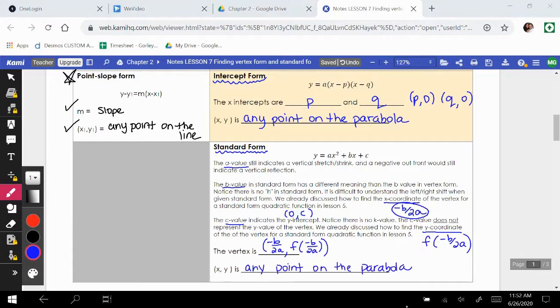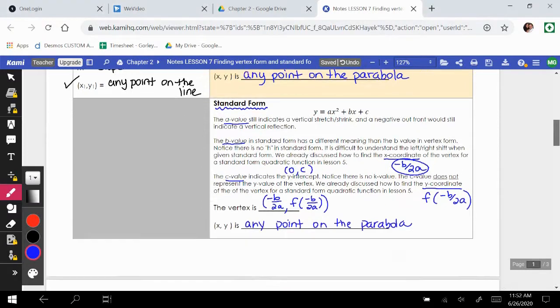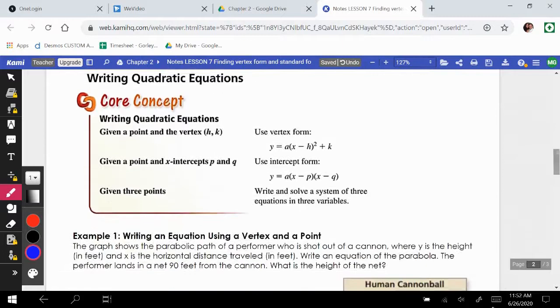Okay. So now that we've taken time to review those different forms, we're going to focus on writing quadratic equations today. If we're given a point xy and a vertex hk, I would recommend using vertex form. Okay, so again, if you're given the vertex, use vertex form. If I'm given a point xy and the x-intercepts p and q, then we're going to use intercept form. Again, if I'm given the x-intercepts, then I use intercept form.